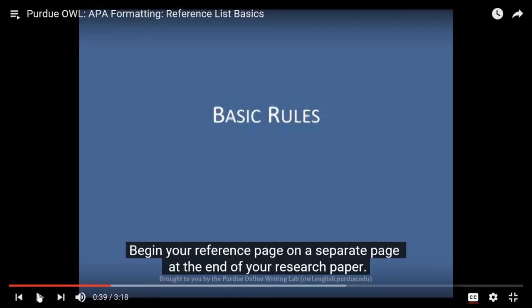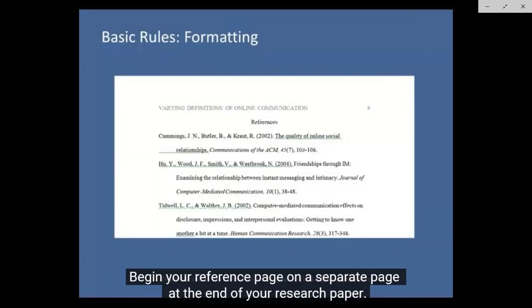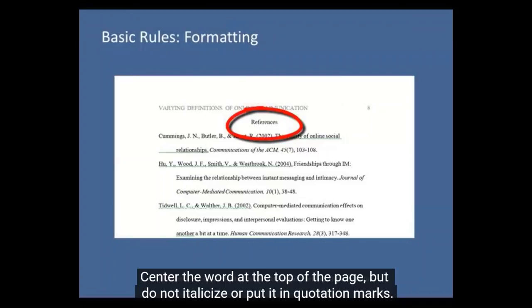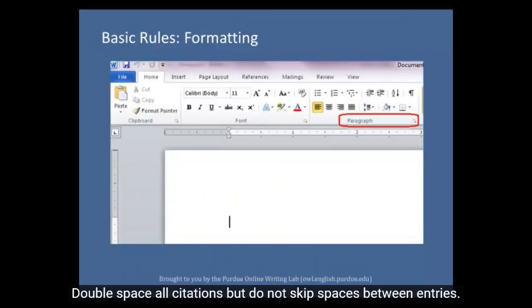Begin your reference page on a separate page as you can see the research paper. It should have the same 1-inch margin and header, your essay title, and the page number as the rest of your paper. Label the page References. Center the word at the top of the page, but do not italicize or put it in quotation marks. Double space all citations, but do not skip space between.